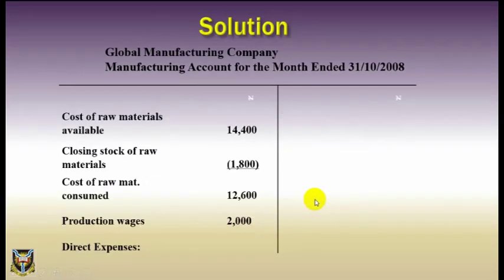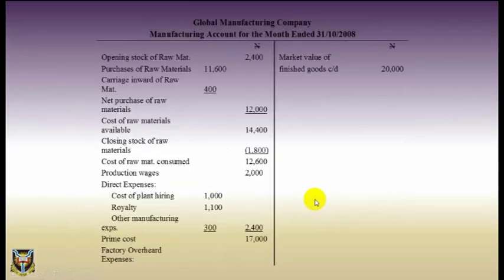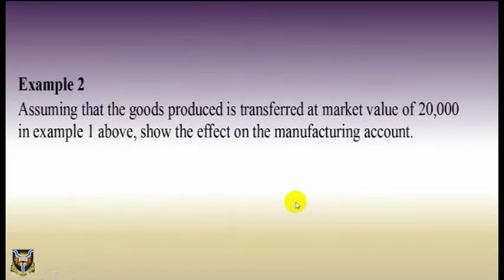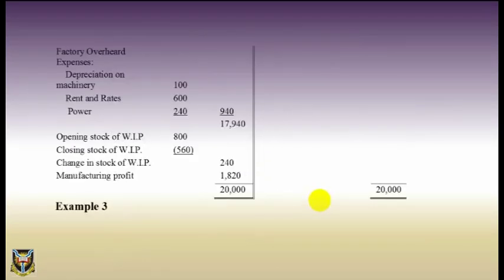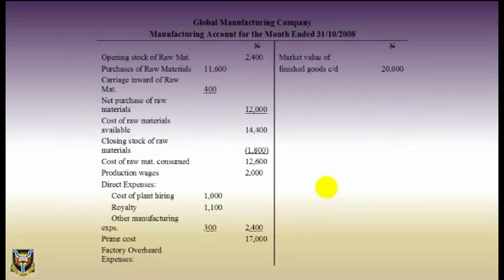Example 2. Assuming that the goods produced is transferred at market value of 20,000 in example 1 above, show the effect on the manufacturing accounts. Solution: Global Manufacturing Company manufacturing account for the month ended 31st/10/2008. Opening stock of raw material 2,400.